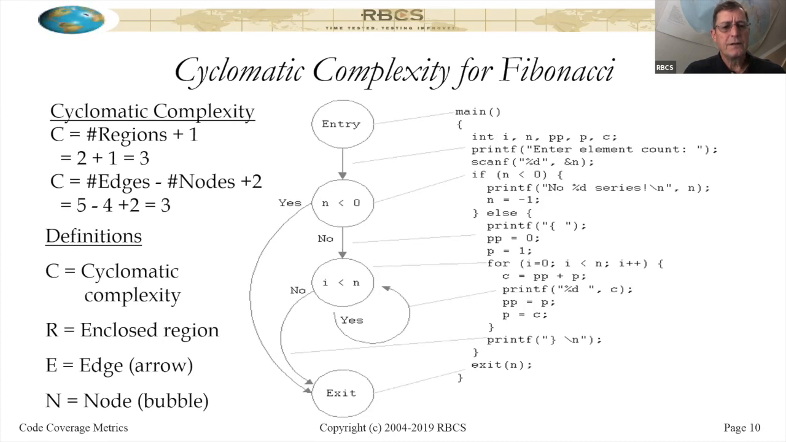And if you look here, you can see that there is an enclosed region on the left-hand side of the graph. So you look at the edge that corresponds to the top yes, and then the edge that corresponds to the bottom no, both leading down to exit. And if you look to the right of those two, they each come out of a node, and those two nodes are connected by the no edge. So that defines an enclosed region. And then there's another enclosed region that's created by the loop, which is the yes towards the bottom coming out of the I less than N node. So there's two enclosed regions. So the cyclomatic complexity is 3.